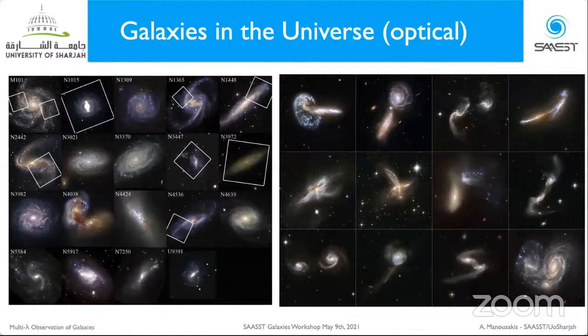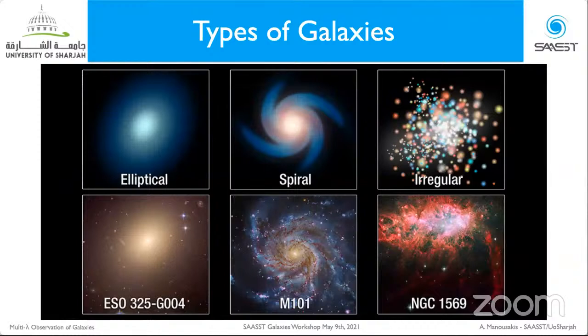And there is an evolutionary sequence in this Hubble fork diagram, but I'm not going to go into details. If it is none of that, if it doesn't have spiral arms, if it doesn't have a bar, if it doesn't look like an ellipse, then we have another category for all the remaining galaxies that we call irregular. So we have elliptical galaxies, like an example over here, ISO 325, an elliptical galaxy, with the core of the galaxy and the halo of light all around resembling an ellipse.